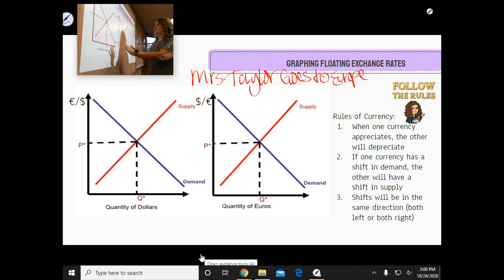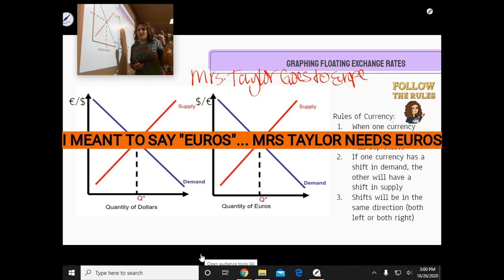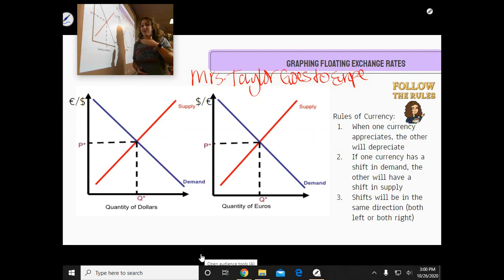Okay. So here we have the dollar graph, we have the euro graph. If Mrs. Taylor goes to Europe, you have to ask yourself, what does Mrs. Taylor need? Well, Mrs. Taylor needs euros because that's what they have in Europe if I want to buy anything. And how do I show needing euros? Well, needing, that's demand. I demand euros if I'm going to go to Europe. So here's our euro graph. Remember, the one on the left is the dollar, the one on the right is the euro, and I'm going to demand more euros. I'm going to shift my demand curve to the right. I'm going to have a new equilibrium right here.